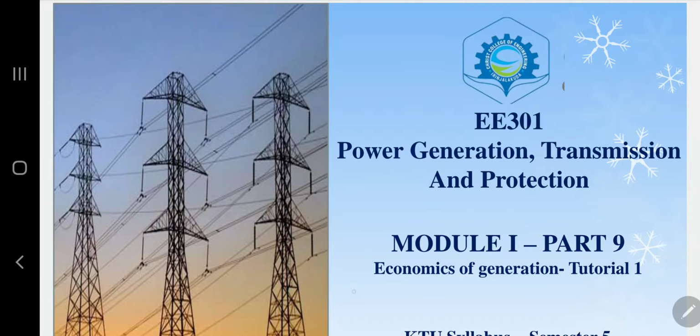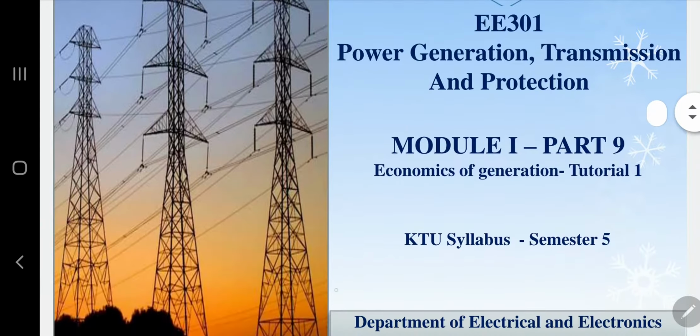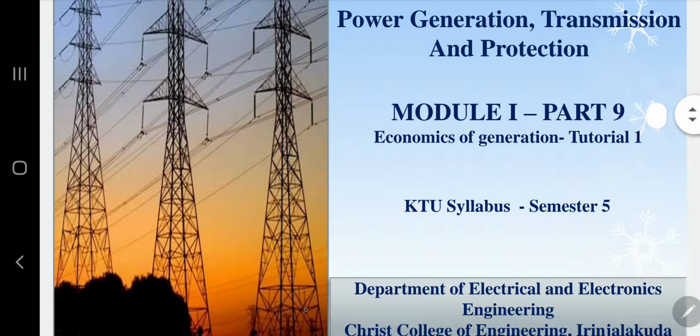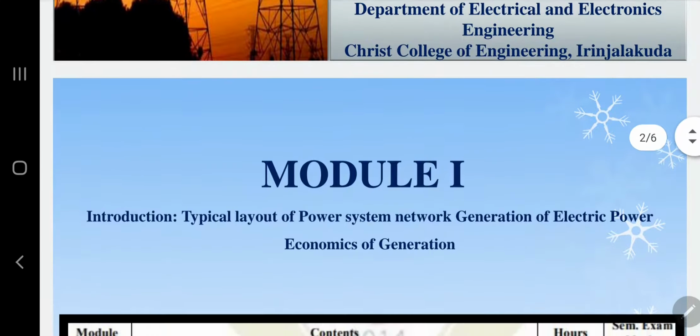Hi friends, so today we are moving into part 9 of module 1 of Power Generation, Transmission and Protection, which is a subject of 5th semester Electrical and Electronics Engineering students under the KTU syllabus.